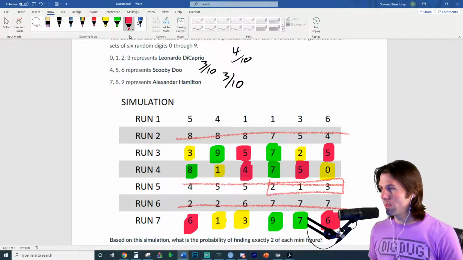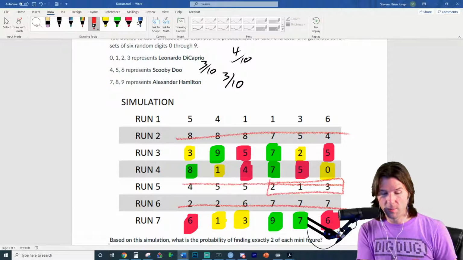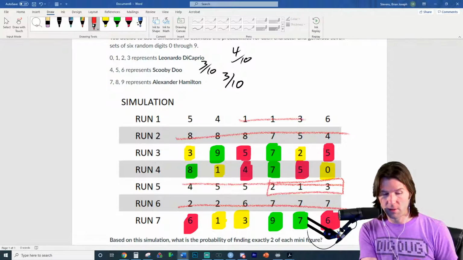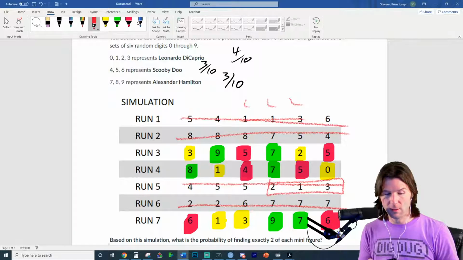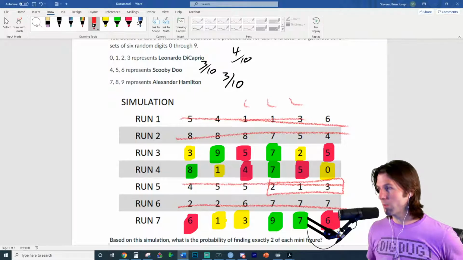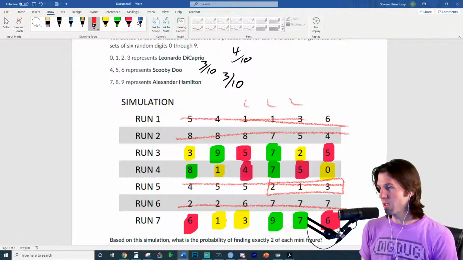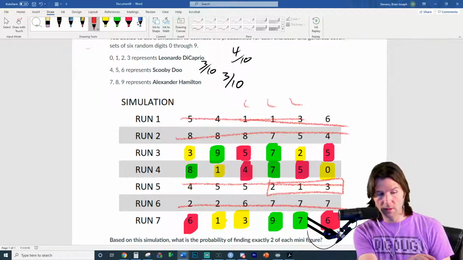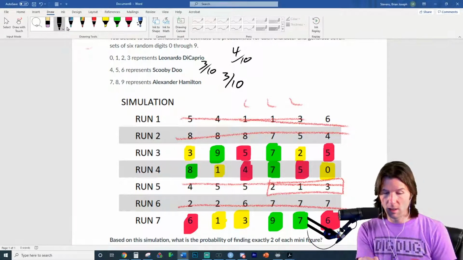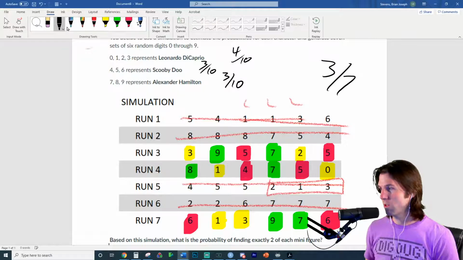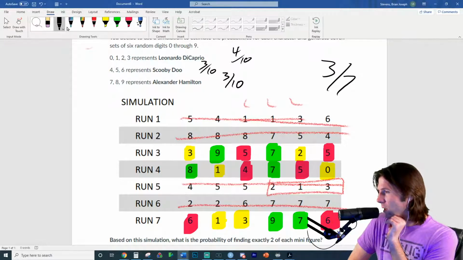Oh wait, already the top one was a bad simulation too, because these are all Leonardo DiCaprios right here, so you can't have that. And then also you have no Alexander Hamiltons. So in the top one, you would have 3 Leonardo DiCaprios and 3 Scooby-Doos, and so that top simulation doesn't work. So the answer is 3 out of 7 simulations, which should be like 43%.